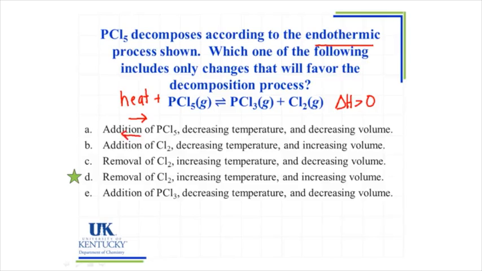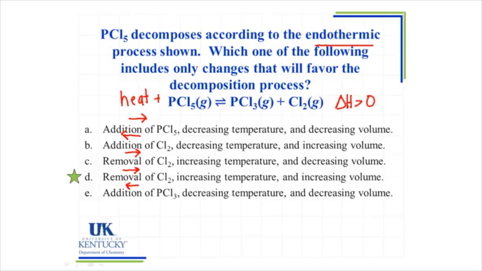The removal of Cl2 will drive the reaction to the right because now we're missing some Cl2, so we'll drive that to the right for both C and D. And then for E, if we add PCl3, we're adding a product, we're going to drive the reaction to the left just as when we added the Cl2.